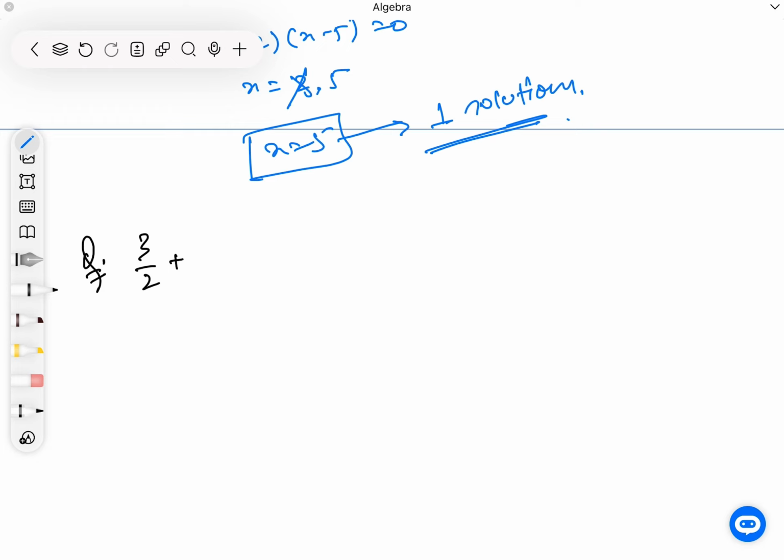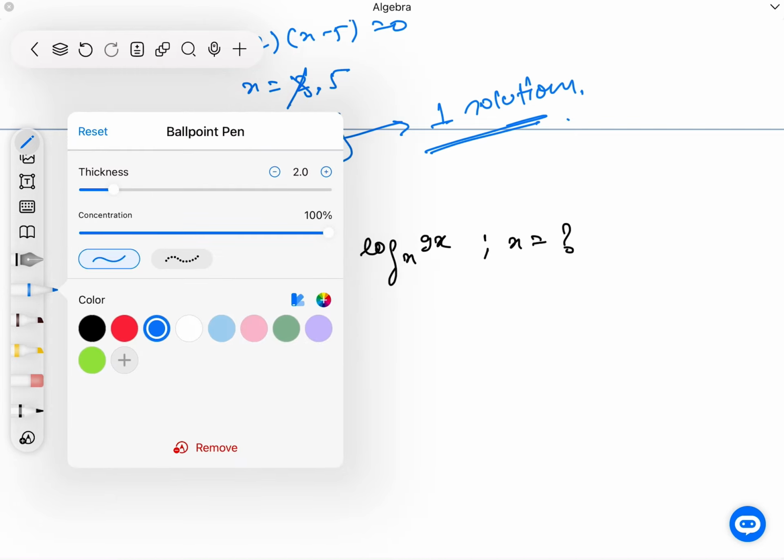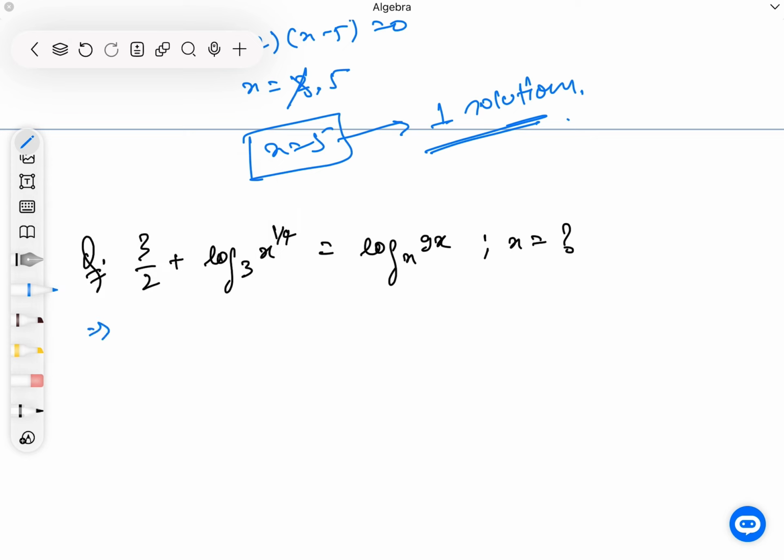3/2 + log base 3 of x^(1/4) = log base x of 9x, and you need to find x. Pause the video and try to solve this. Meanwhile, we can move forward.